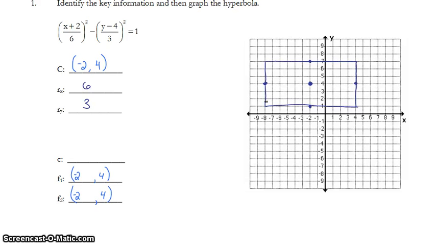What this allows me to do is draw in what we call our asymptotes. These are lines that will never be crossed, and those are our diagonals. So with a dashed line, draw in the diagonals of this rectangle and draw them all the way through. It's easiest if you use a straight edge. I draw these diagonals in.